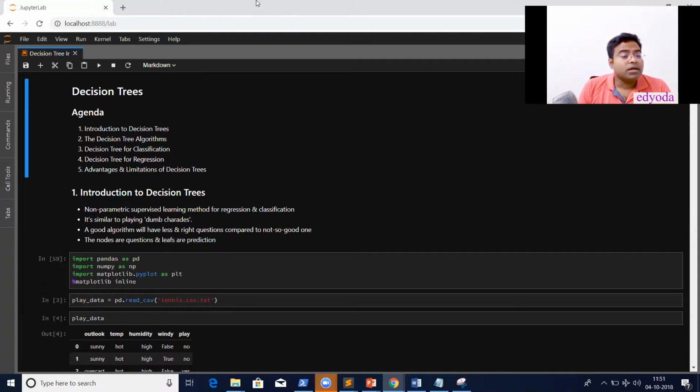It's a non-parametric supervised learning method for regression and classification. In simple words, what it means is you do not need to configure a lot to create decision trees. The algorithm interprets some of its configurable parameters from the data itself. That is what non-parametric means. Non-parametric algorithms generalize well, and hyperparameters are less sensitive.